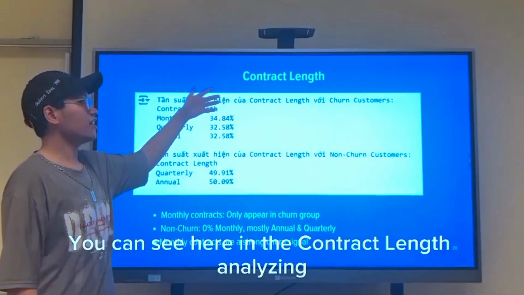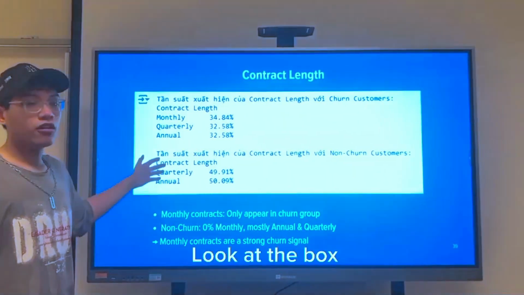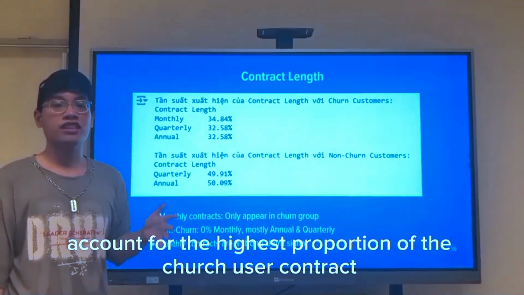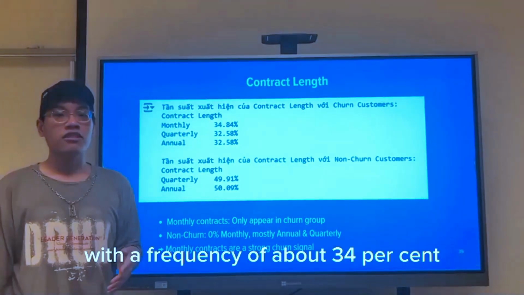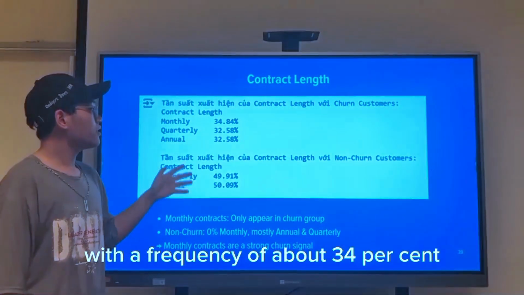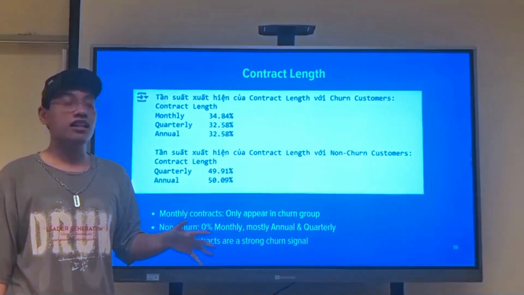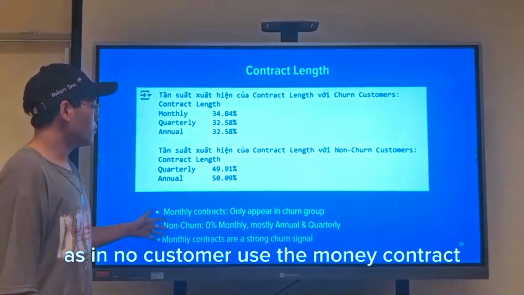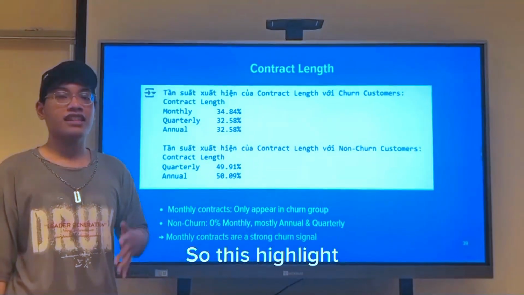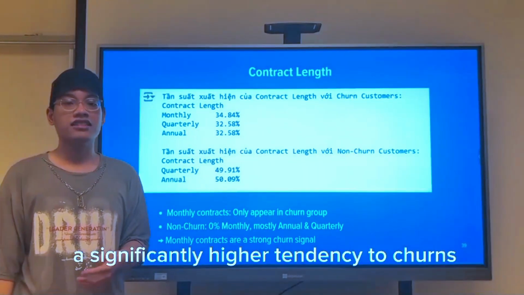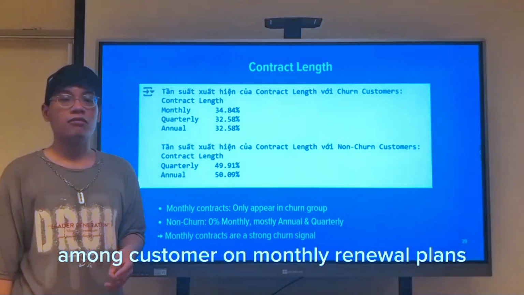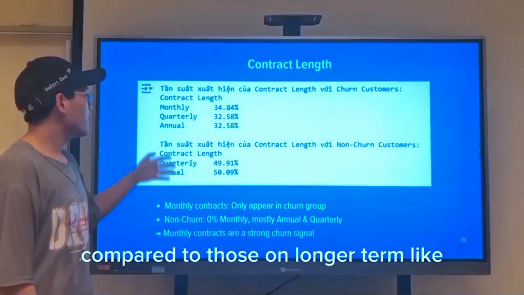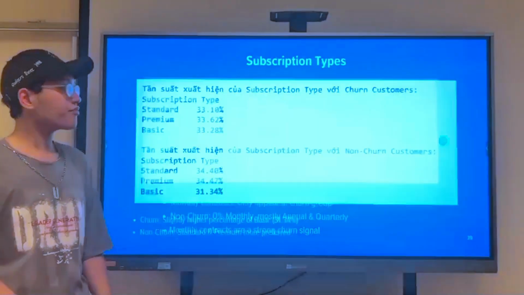Okay, you can see here the contract analysis. Look at the board: customers using monthly contracts account for a high proportion of the churn users, with a frequency of about 34%, while in contrast there are very few non-churn customers on monthly contracts. So this highlights a significantly higher tendency to churn among customers on monthly plans compared to longer-term ones, like quarterly and annual.